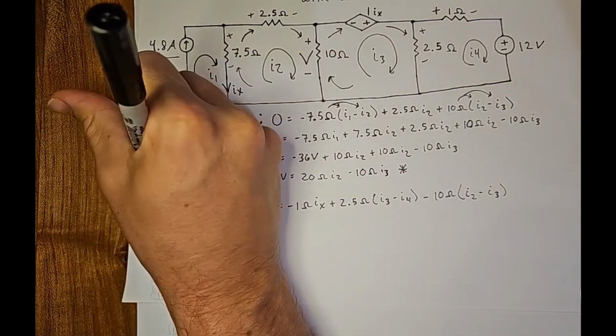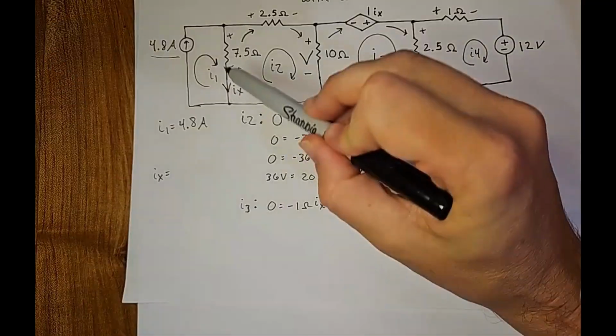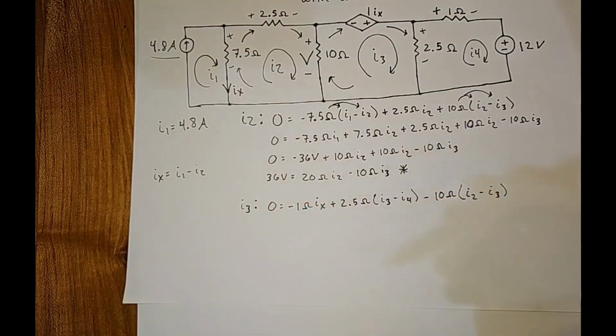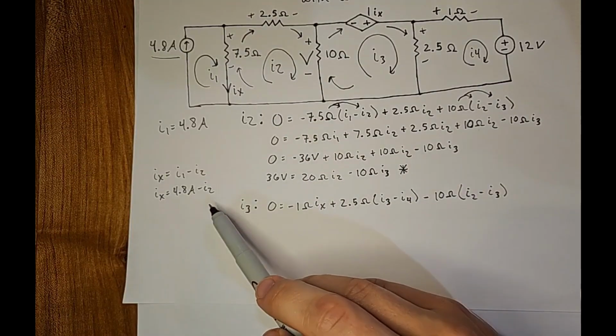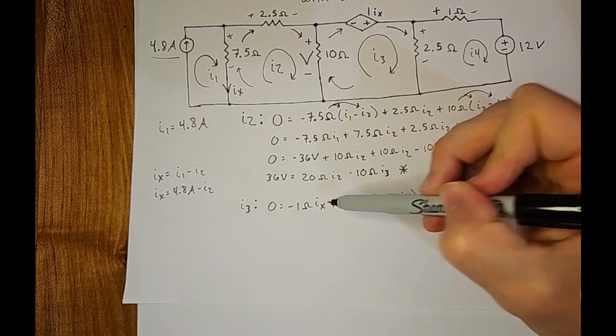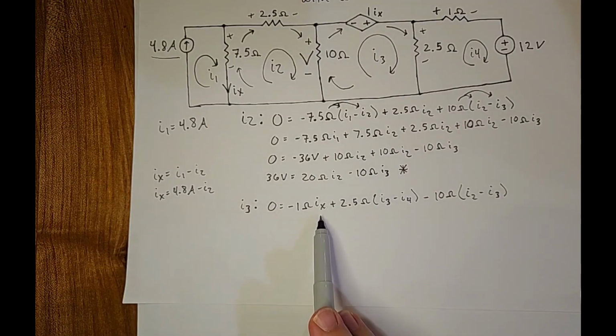Let's make a note off to the side here. So what is IX? Why, it's I1 minus I2. But remember, I1 is 4.8 amps. So we can just say IX equals 4.8 amps minus I2. So we can fill that in here. So now let's fill that in and do our distributions.